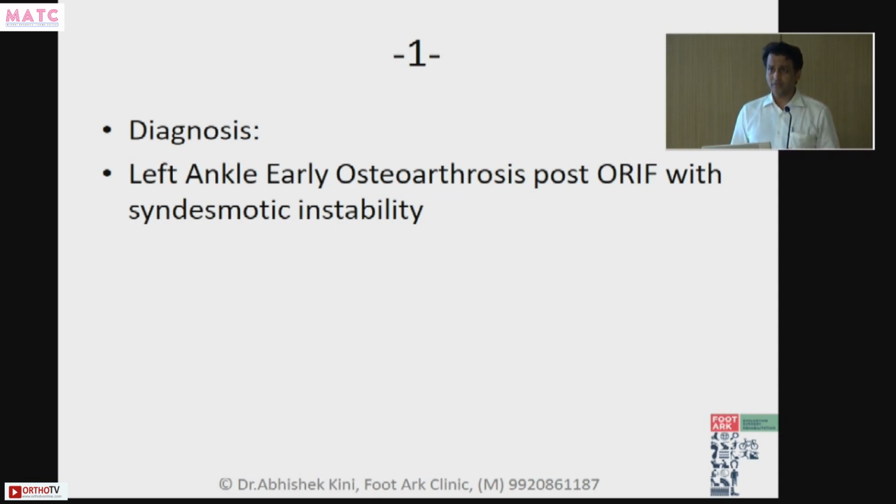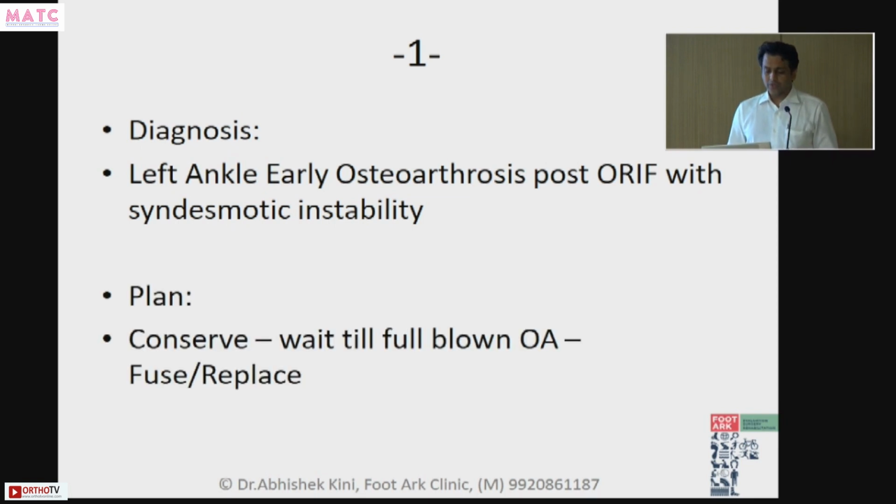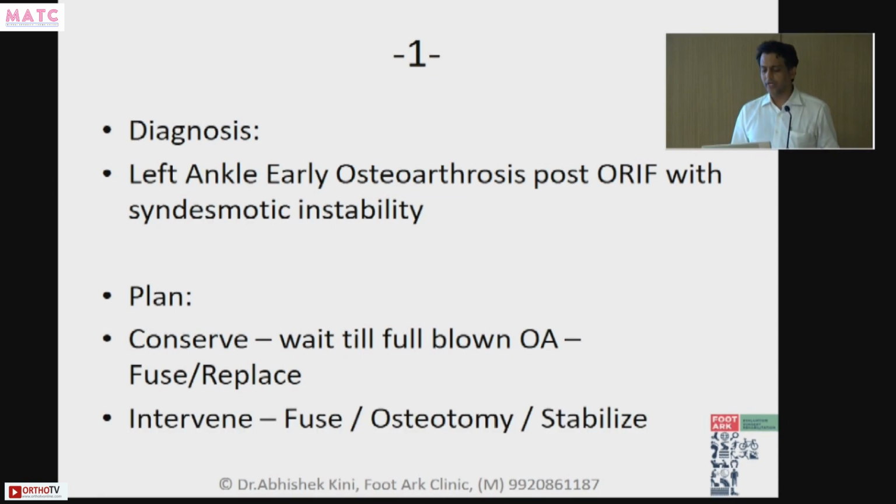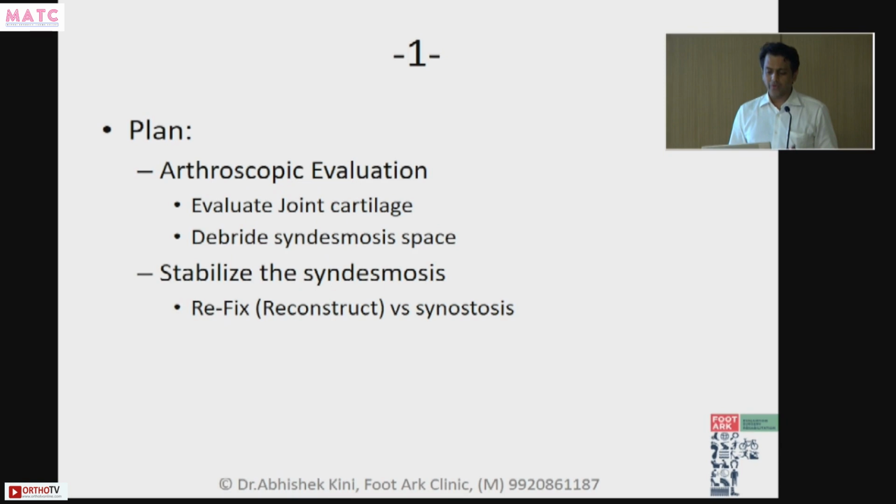Any plan of action? Anyone, sir? So our options were to conserve, wait for full blown osteoarthritis, then we can fuse or replace. But he is only 22. Yes, heavy, but only 22. Or we intervene right now, and the options were either we fuse it or we osteotomize and get the whole stability back. So we did an arthroscopic evaluation, joint cartilage evaluation, debrided the syndesmotic space. We stabilized it, that is we refixed it, and our options were either we reconstruct the syndesmosis or go in for a synostosis.